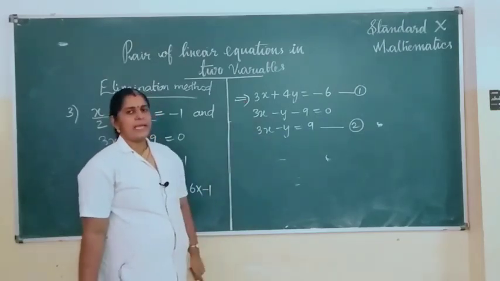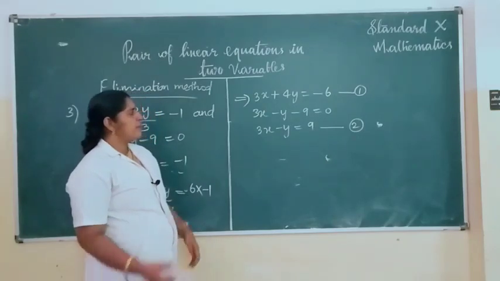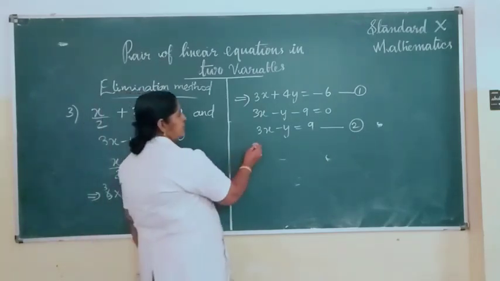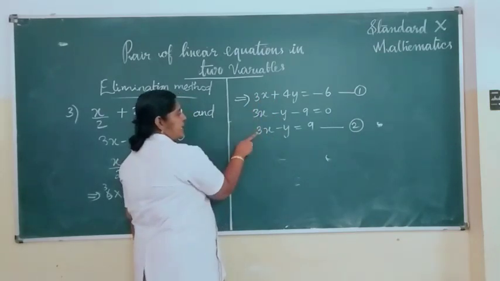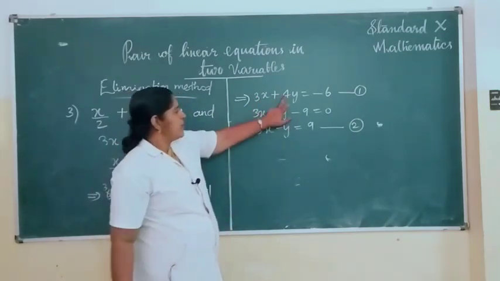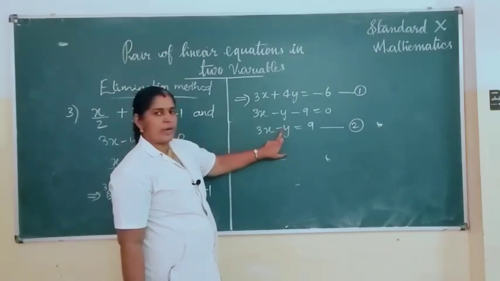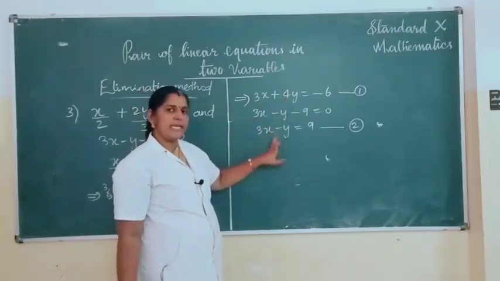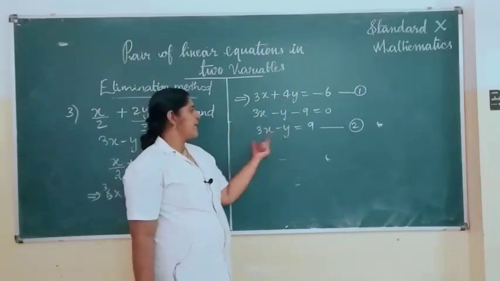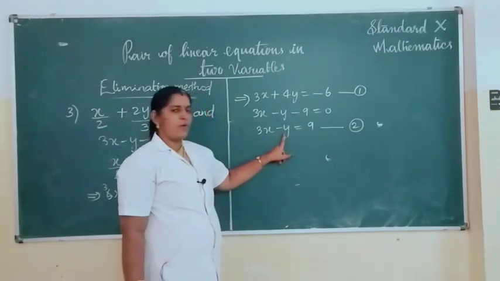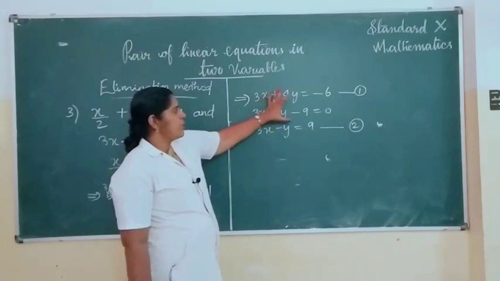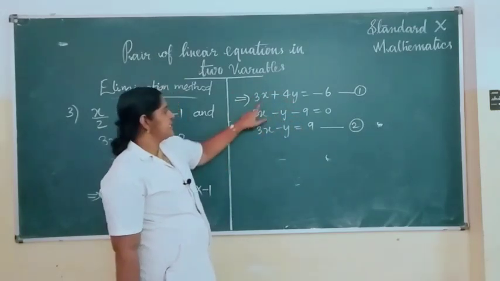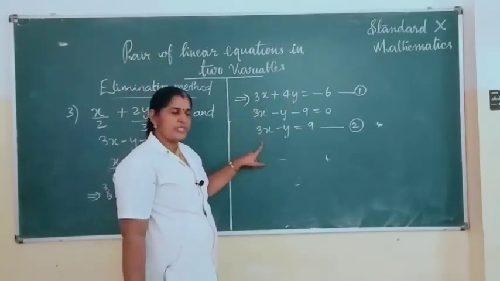Now, we want to apply the elimination method to find the value of the variables. Here you see x coefficients are the same, 3 and 3. The y coefficient is 4 here and minus 1 here. So, if you want to eliminate y, we would multiply this equation by 4 to make y as 4y. But here no need to multiply because x already has the same coefficient.